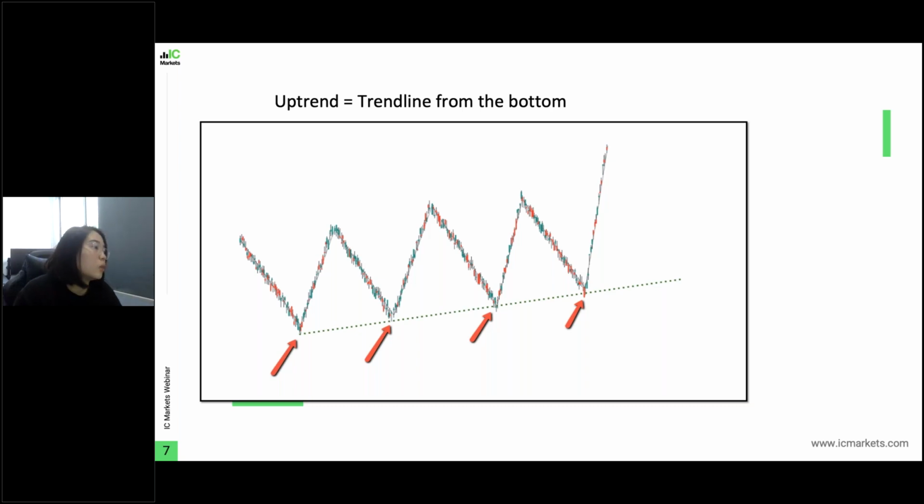Hopefully he replies to me. So minimally you want 3 touches for a valid trend line. Anything less than 3 touches, we do not consider a valid trend line and we don't really want to use it.